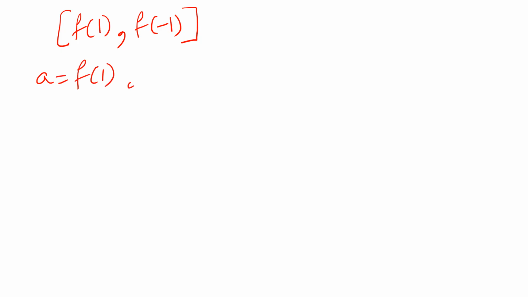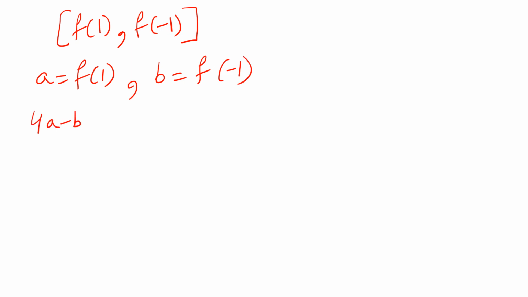Now students, since f of x is a decreasing function in the closed interval minus 1 to 1, its range in this interval is closed f of 1, comma f of minus 1. Right? That means a is equal to f of 1 and b is equal to f of minus 1. And we have to find the value of 4a minus b.